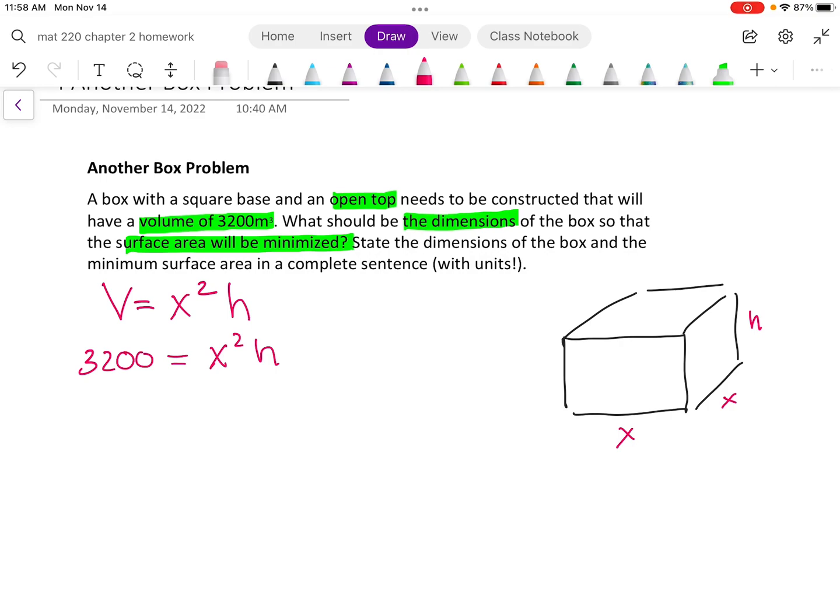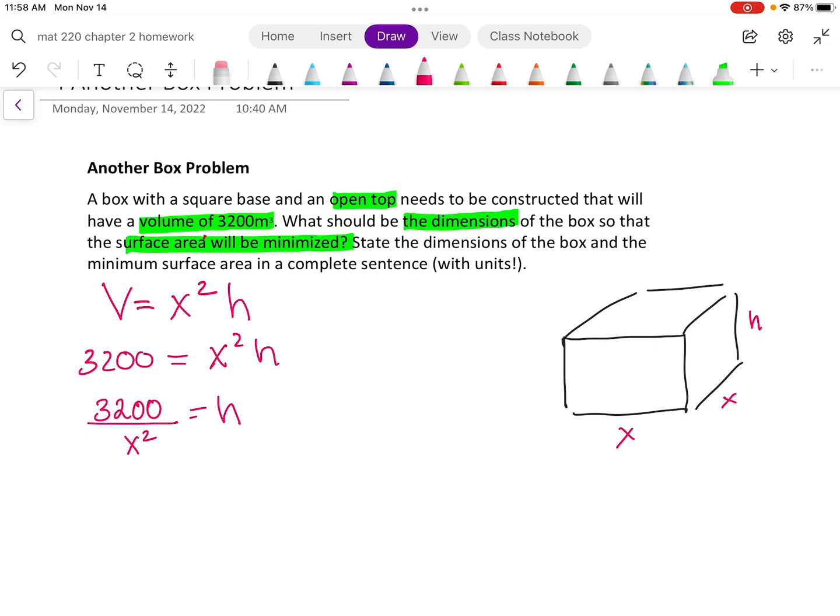And if I were to wager, I'm probably going to want to get rid of that h value, since I like to deal in x's. So I'm going to divide by x squared and find h, just to preface my work in advance. All right, so I've dealt with my constraint.